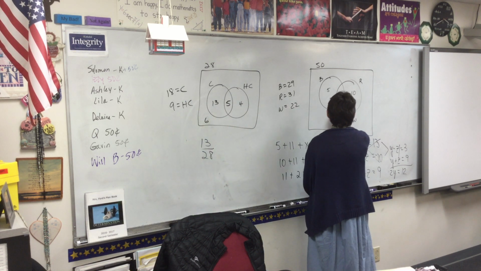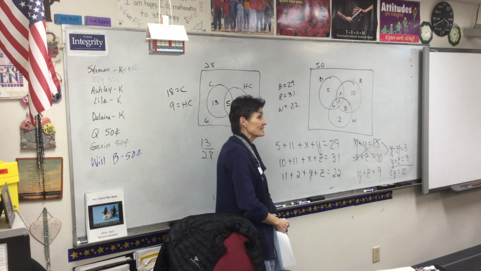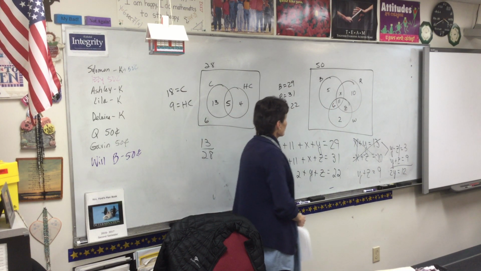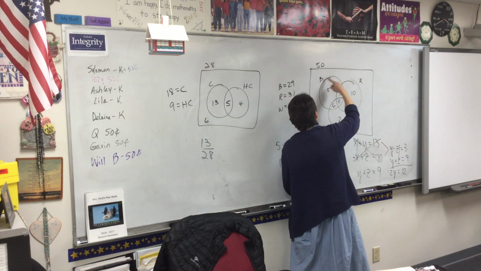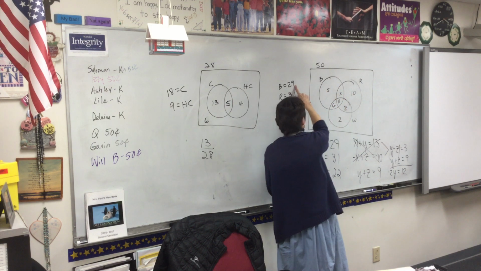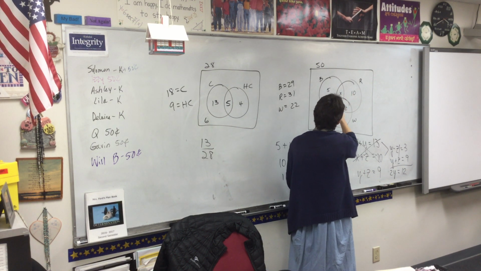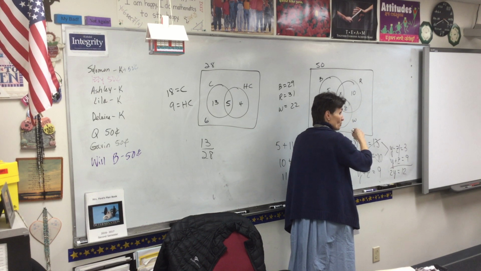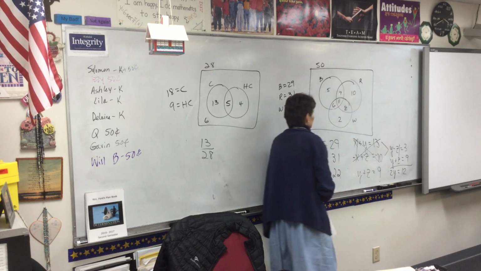So then I can go back to my Venn diagram and start filling in the sections that I didn't know what they were. So once I put a 6 in there, what do we know about the whole V circle? It equals 29, right? Well, how much do I already have? I have 5 and 6 and 11, so that's 22. So this must be 7.